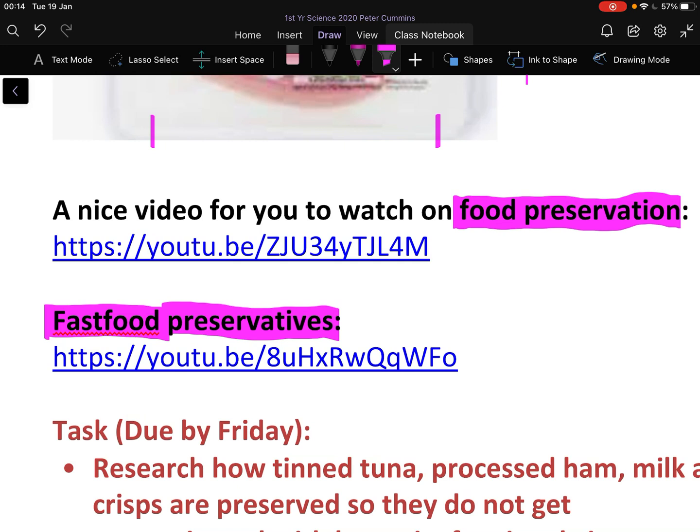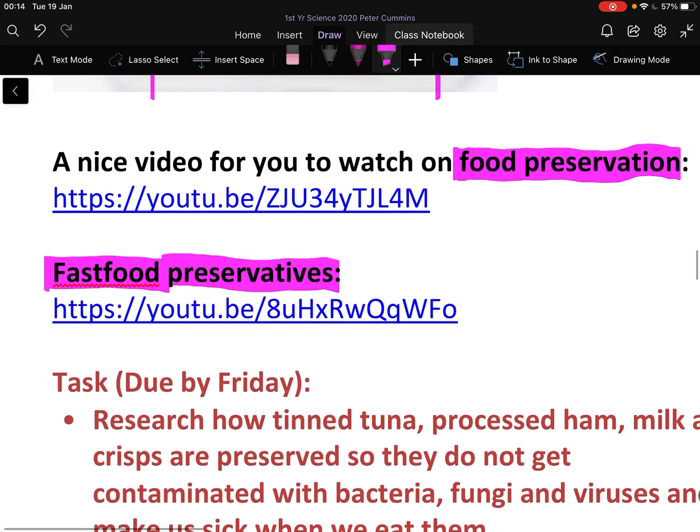I know one of the ones I was looking at the other day, McDonald's chips, they have such a strong preservative in them that over time they don't really decay. They last for a long time, as opposed to a normal chip you made at home in your house, which would be gone after a day or two. So this is nice and short.